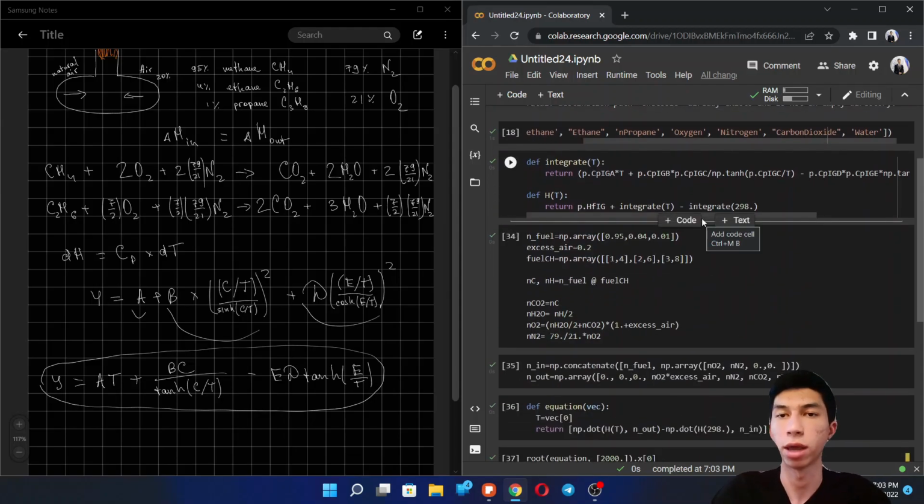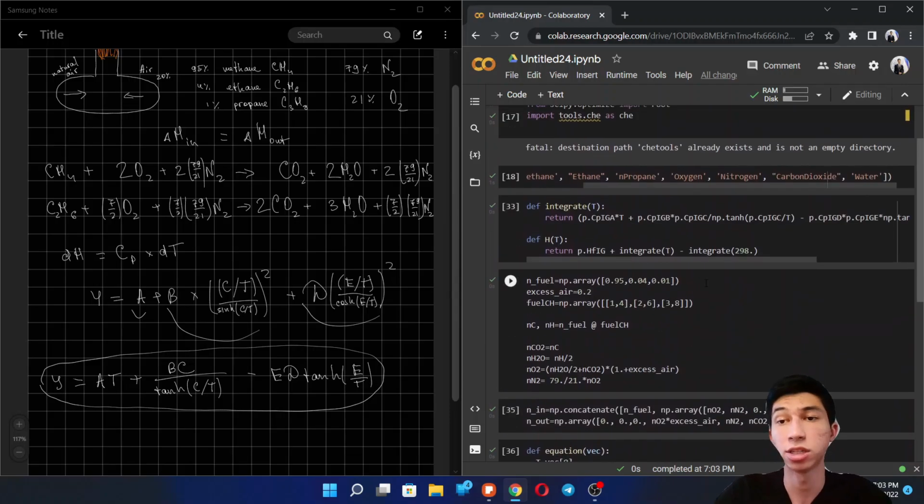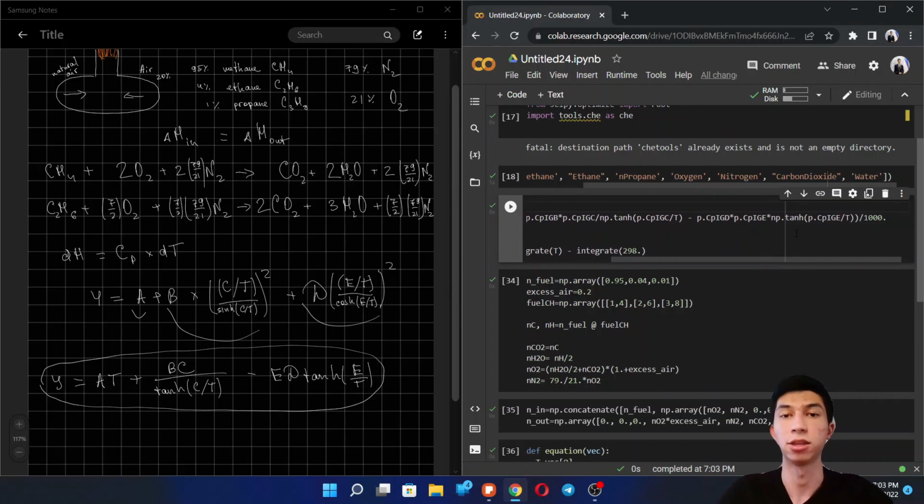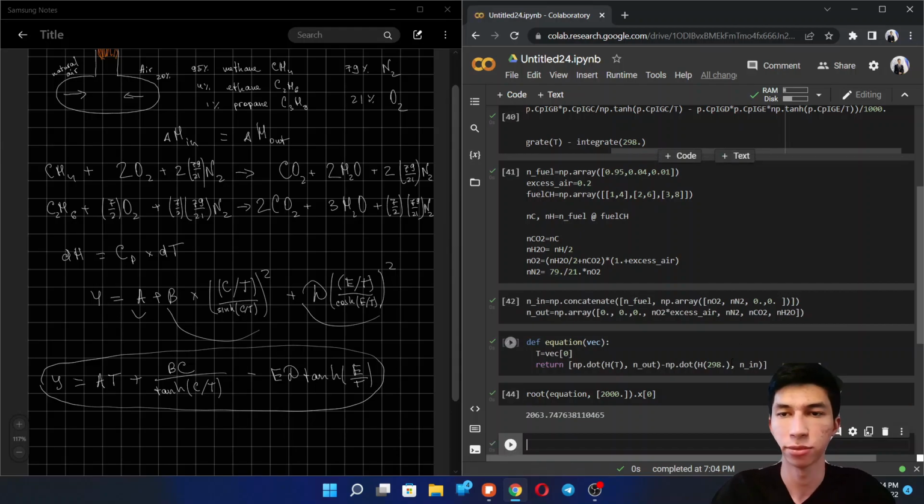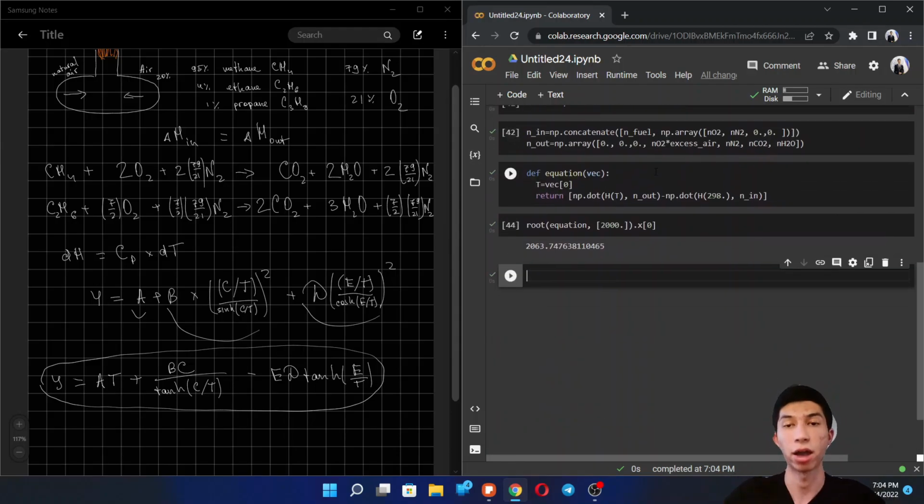So looking back to our code, I noticed a typo here when we were writing our integration function. That was resulting in us getting the wrong number. So now if we run all the code, we can have the actual result, which is going to be 2063.7 kelvins.